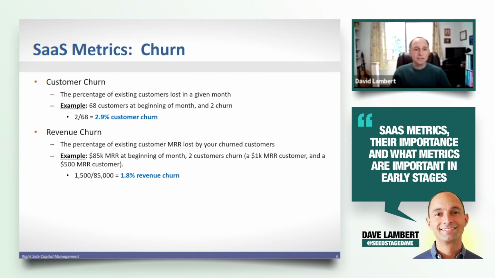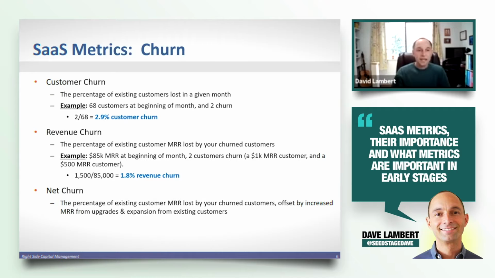And now let's look at the last one, which is probably the most important one to understand. It's the concept of net churn, or sometimes called net revenue churn. And this is the percentage of your existing MRR, so whatever MRR you started with at the beginning of your month, that you lost, your revenue churn, offset by any upgrades or increases in MRR from your existing customer base.